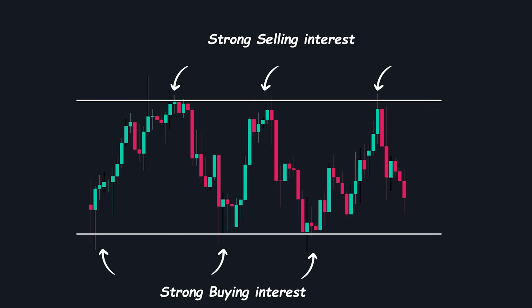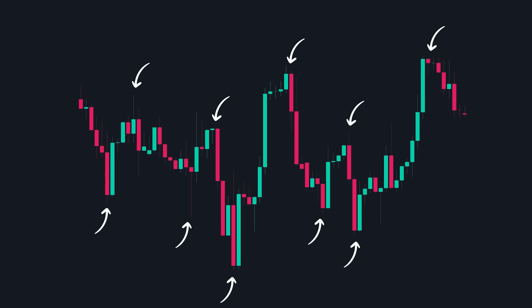When the strength of buyers and sellers are almost equal, the market enters a state of equilibrium, often referred to as a ranging or sideways market. In this phase, there is no clear directional momentum. Buyers are not strong enough to break through resistance, and sellers are not strong enough to push the price below support. In a choppy market, prices move up and down quickly with no clear trend.